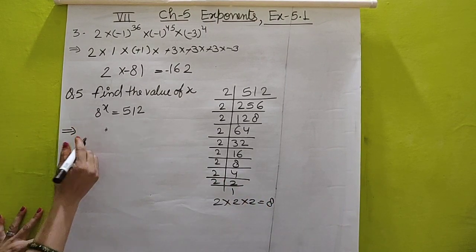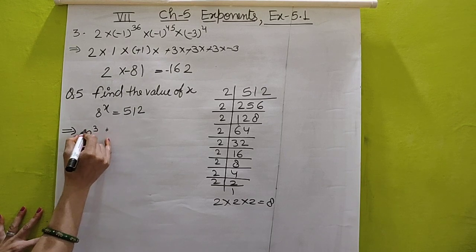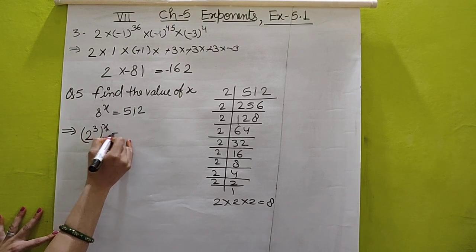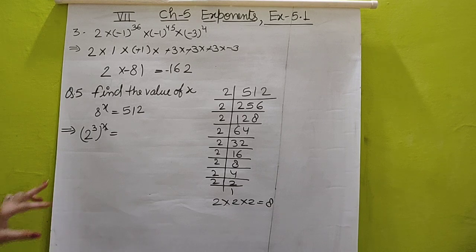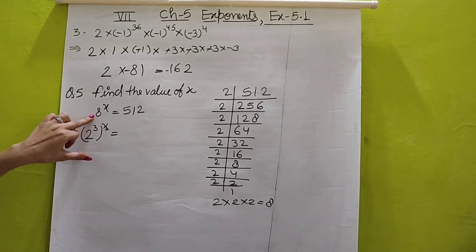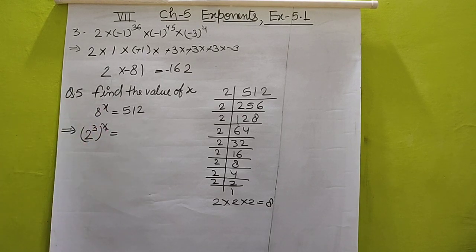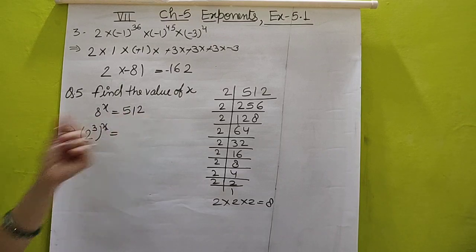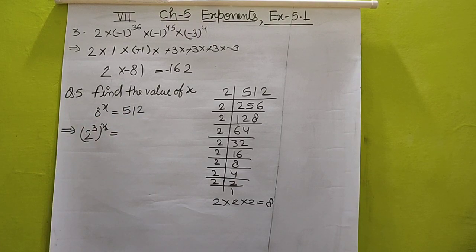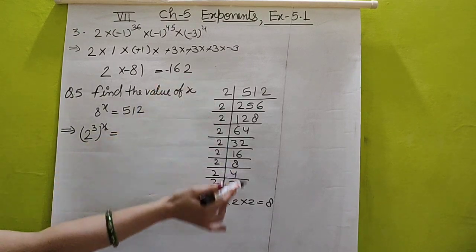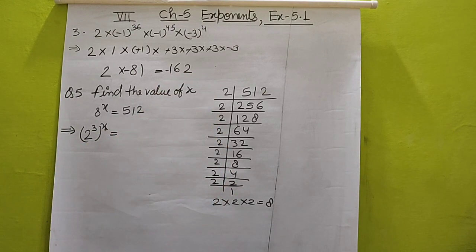So in place of 8 I can write 2 raised to power 3, then power x. Okay students, 2 raised to power 3 in place of 8, and x will be as it is. Now what about 512? We don't know how many powers of 2 will come. So first of all, as I have done in question number 3, I will do the prime factorization of 512 like this. You can do it by yourself.